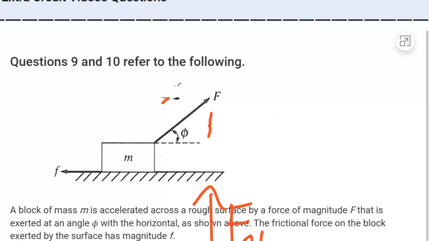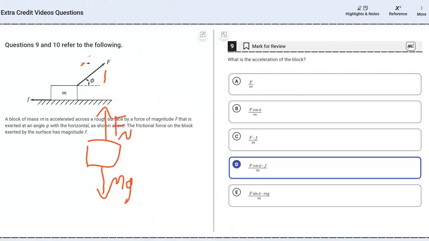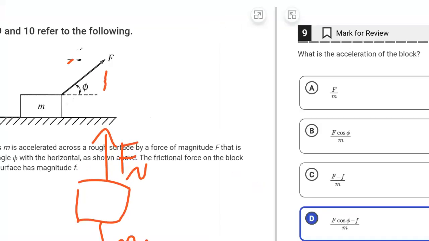Oops, what happened there? Sorry about that. I don't know what the problem is.